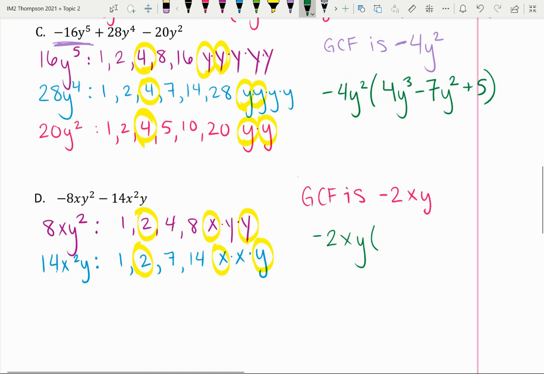Okay. So I have negative 8 divided by negative 2 leaves me with a 4 remaining. And then if I look at my list of variables, I'm left with a y. I have a negative 14. I'm taking out a negative 2. So when I divide by it, I get a positive 7. And then left in my list, I've got an x. Double check. I started with 2 terms. They were both negative. I factored out a negative. So now both of the things in here are positive.